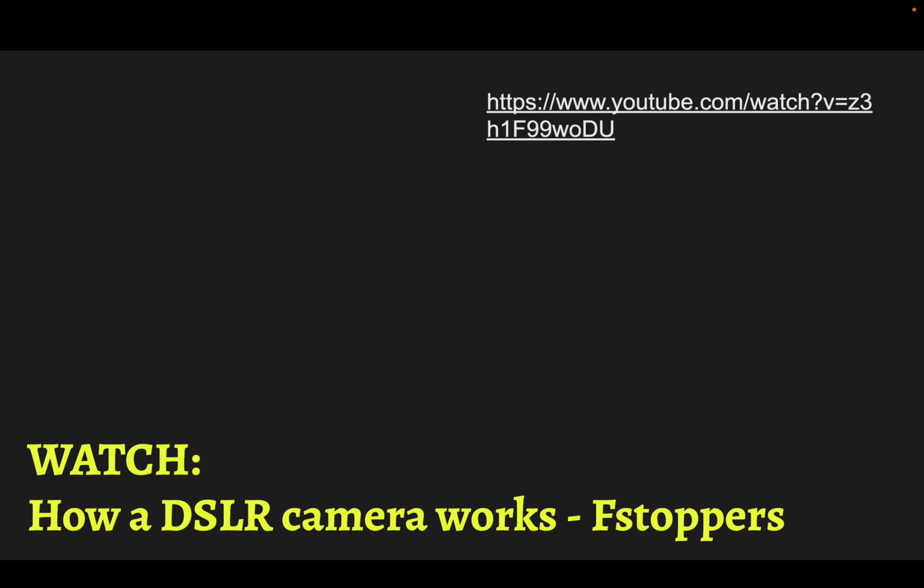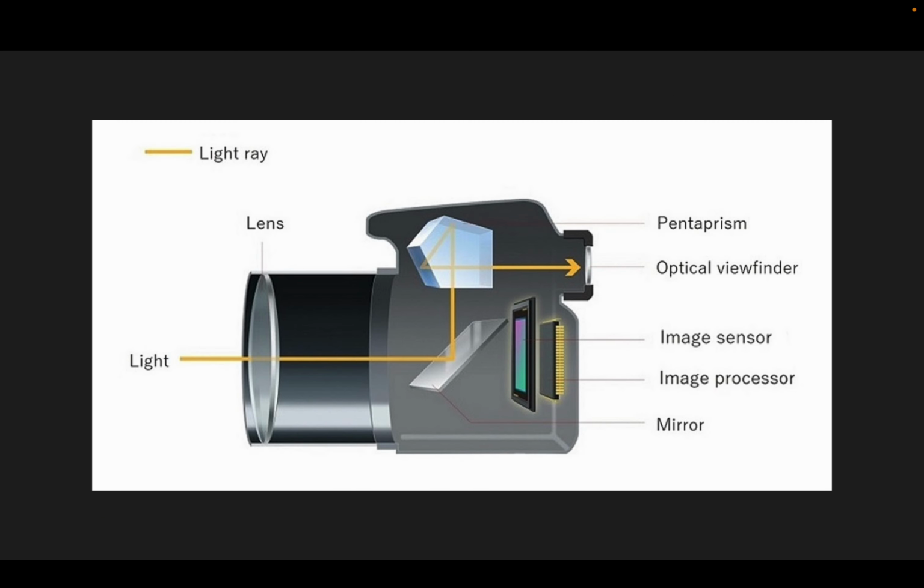I particularly love this video because it shows exactly how a DSLR camera works. This is by F-Stoppers, and I really encourage you to watch it. The video is very engaging. It shows all the different components, just like this image here, but you can also see the shutter speed working, and how when you click the shutter, the mirror moves out of the way and flips up, and that's how light is exposed onto the image sensor and creates an image. Then the shutter closes and the mirror comes back down. So it's very cool how we can see all these things through this video.